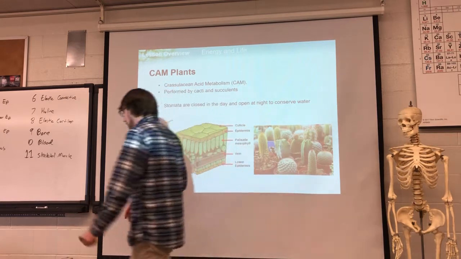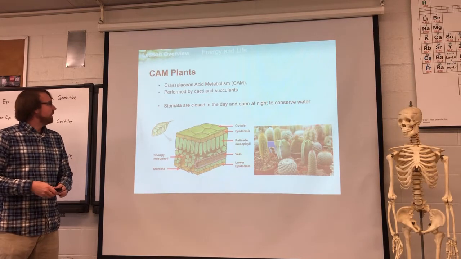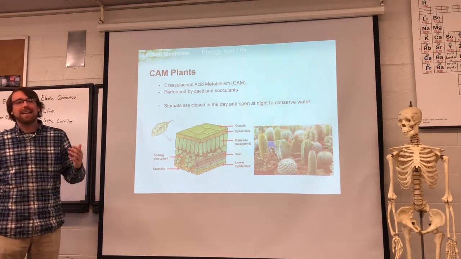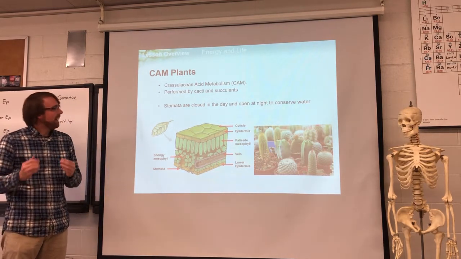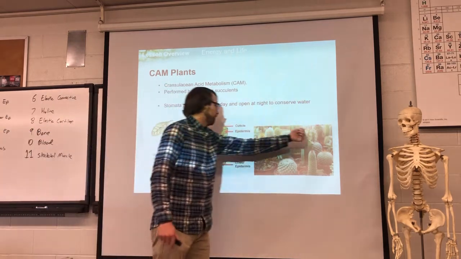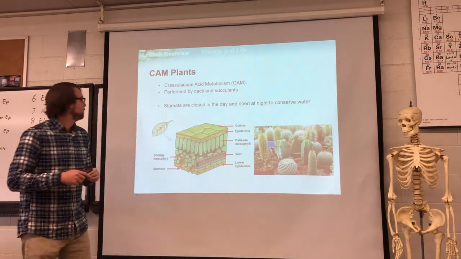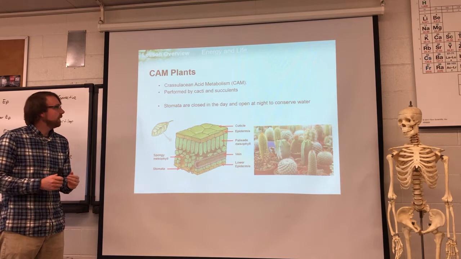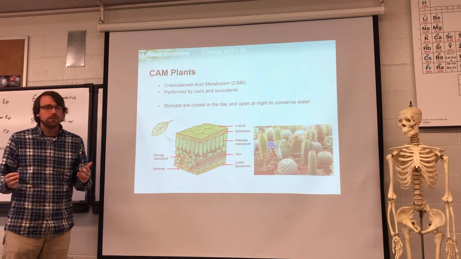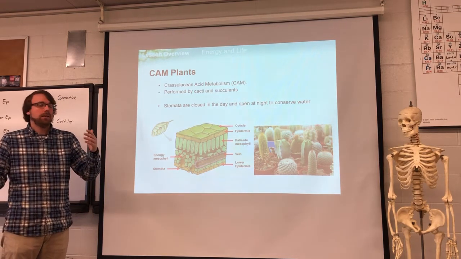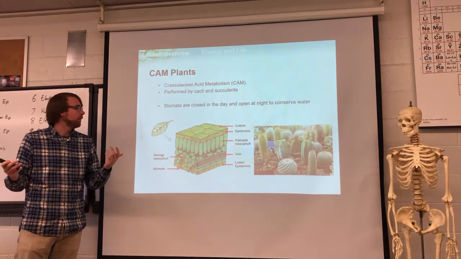That brings us to CAM plants. It's my one time a year to say crassulacean acid metabolism, which is why we call that CAM, because that's much easier to say. This is what is done by succulents and cacti. You all know what succulents and cacti are. They're the little guys that look like that. They're either spiky or not spiky. Their stomata are closed in the day and they open at night to conserve water. They are going to have slower growth because they're not opening their stomata during the day, but it allows them to live in a different environment.